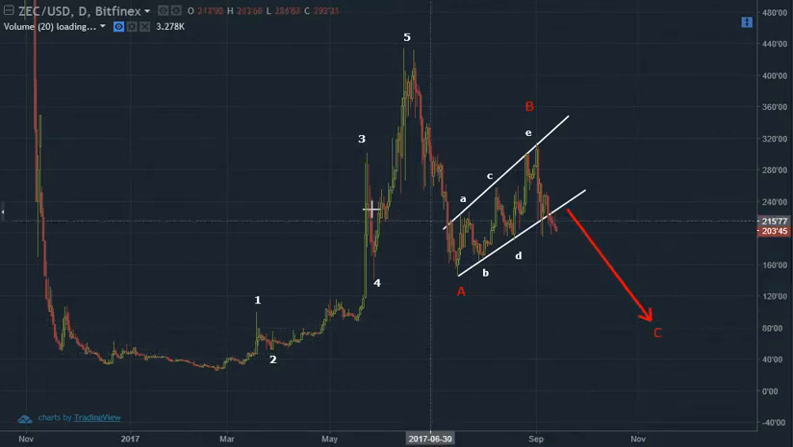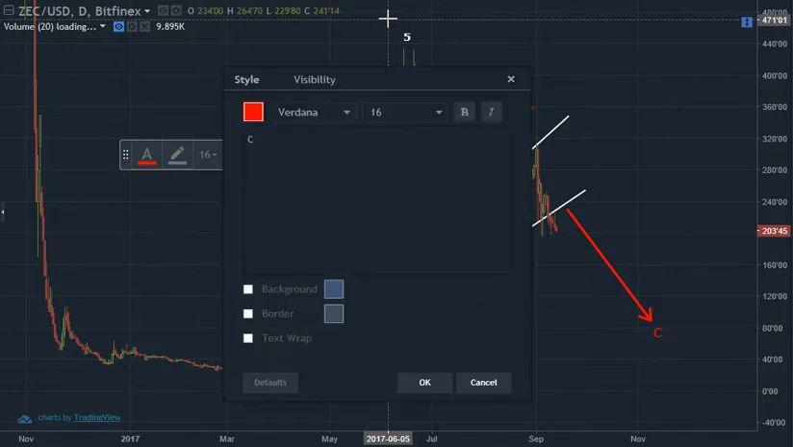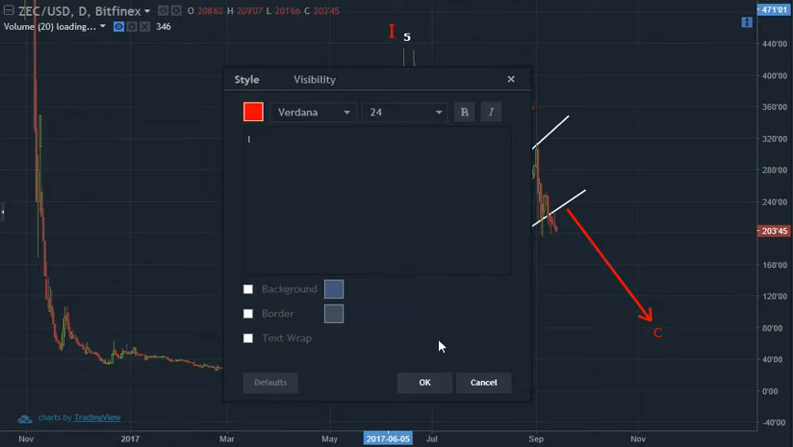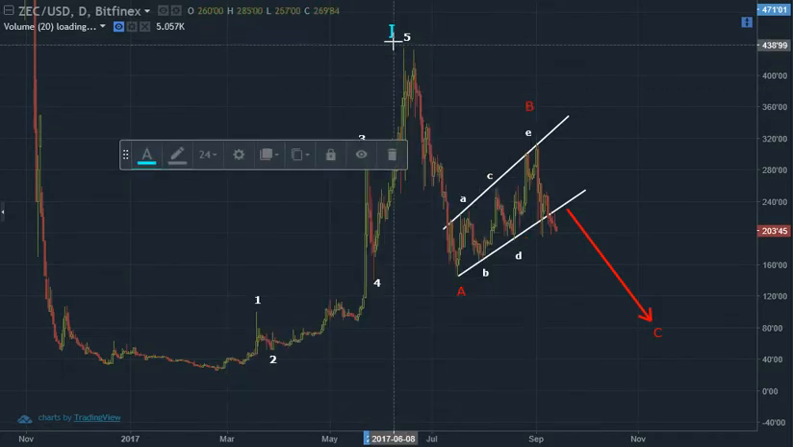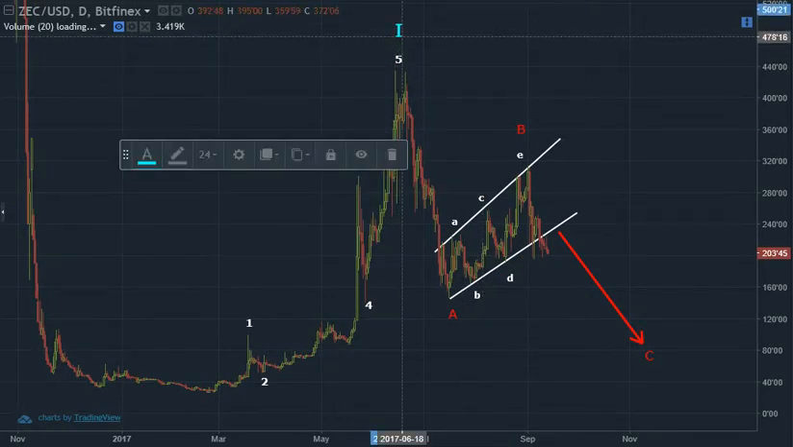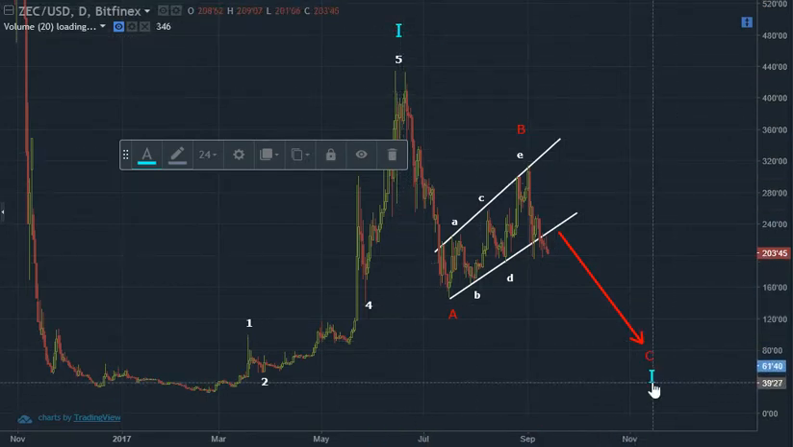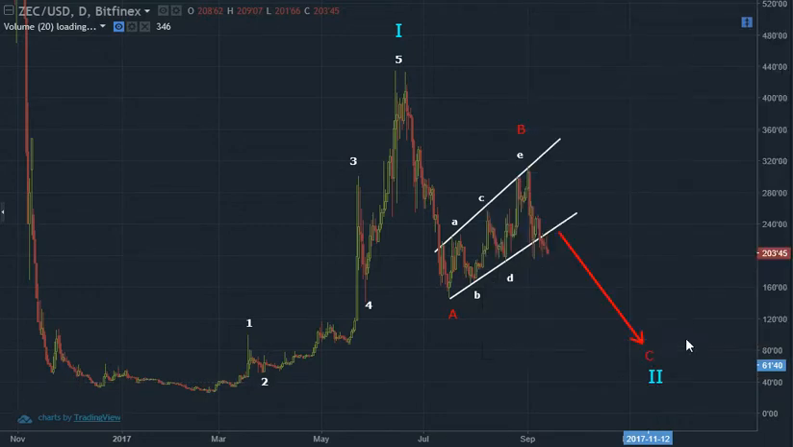On a higher scale, if this was 1, 2, 3, 4, 5, these 5 motives make up wave 1 of a higher degree and scale, like so. And this ABC correction is a higher degree wave 2.